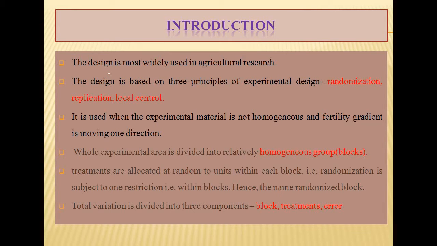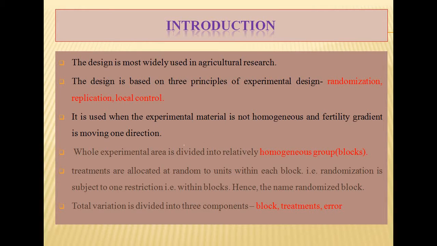RBD, that is randomized block design, is most widely used in agricultural research. The design is based on the three principles of experimental design, that is randomization, replication, and local control. The design is used when experimental material is not homogeneous and fertility gradient is moving in one direction.